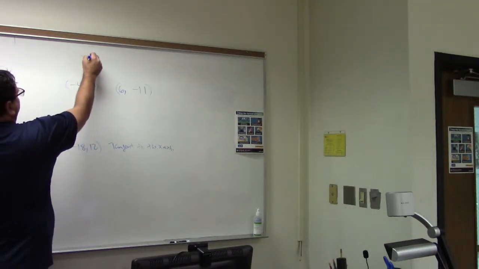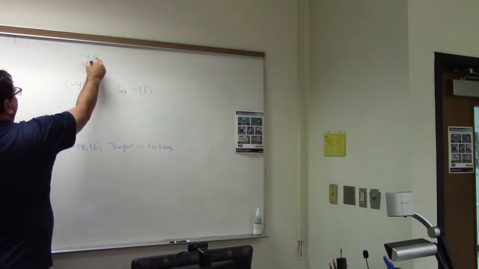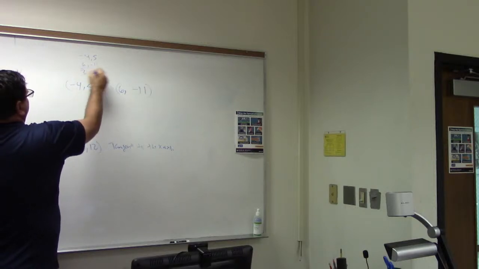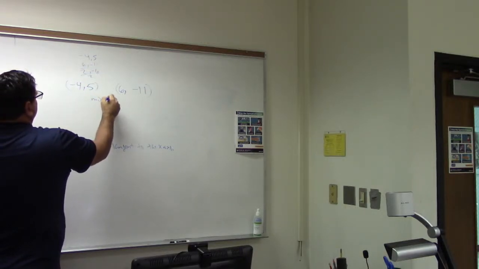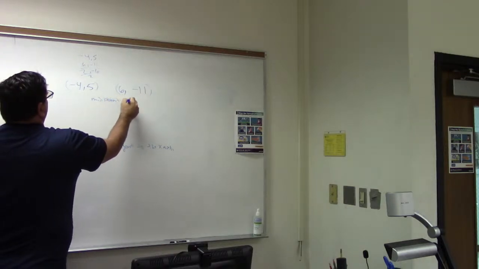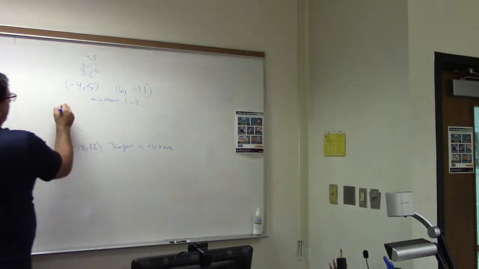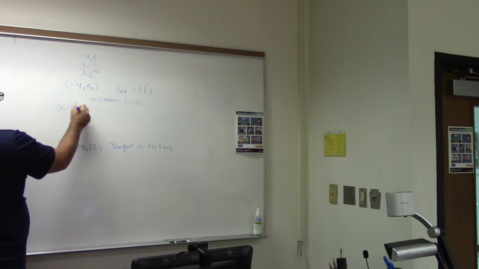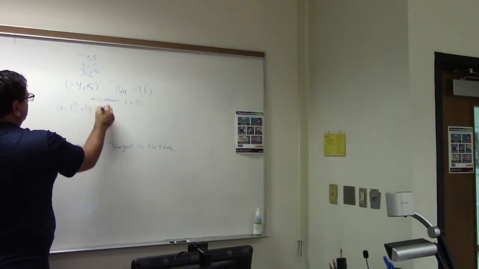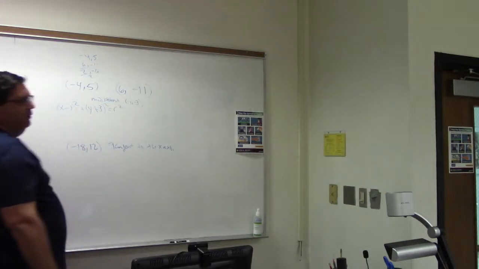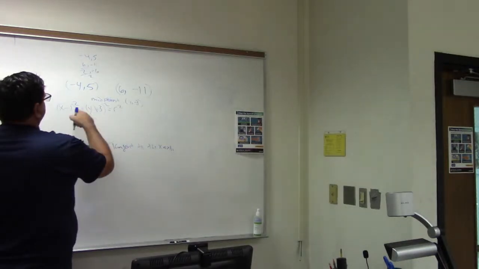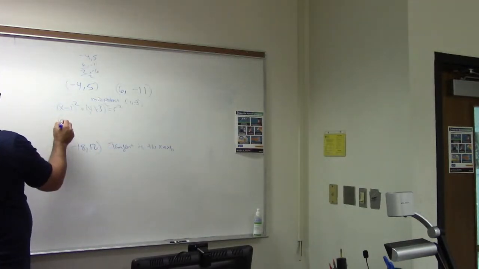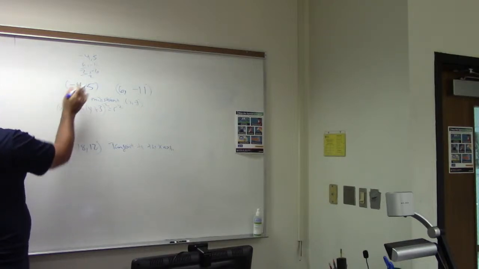So we find the midpoint: negative 4, 5, 6, negative 11. We add them together, we get 2, negative 6, we divide by 2. Our midpoint is 1, negative 3. When I fill that in, it's x minus 1 squared plus y plus 3 squared equals r squared. We don't know r squared yet. So you plug in the second ordered pair? It doesn't matter which you plug in. Now I'll plug in negative 4, 5, they're smaller.